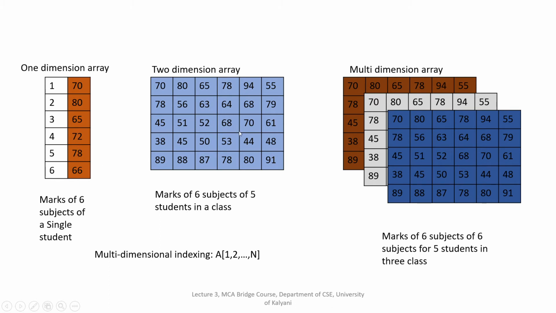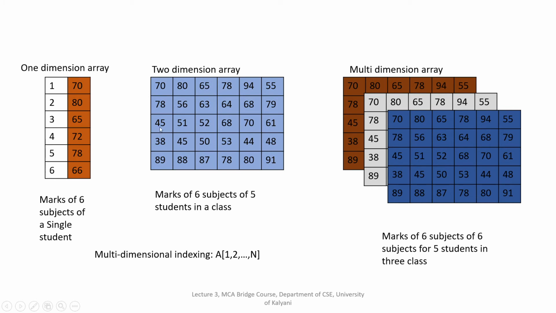The middle array is called the two-dimensional array, and it is represented in a tabular format. The horizontal direction is called the rows and the vertical direction is called the columns. Any particular element is indexed using the row ID first, and then the column ID. Suppose we have to pick element 63, then you have to mention row ID 2 and column ID 3.